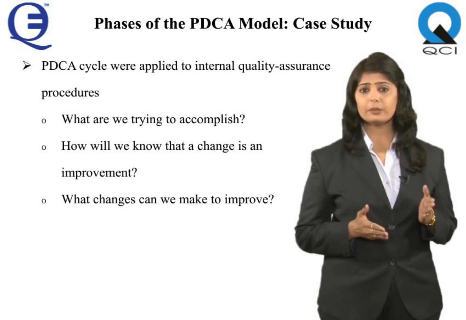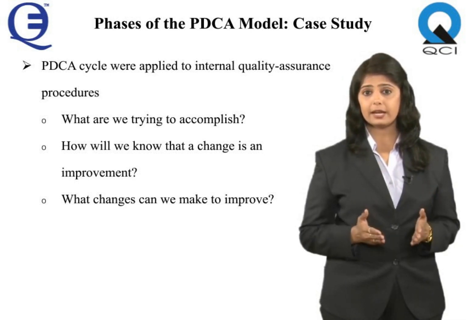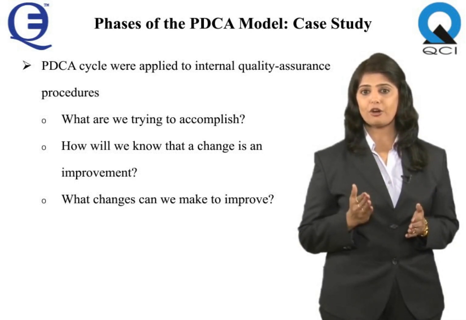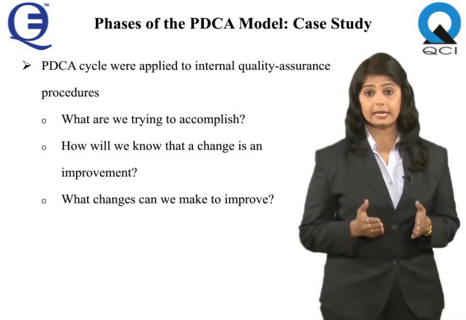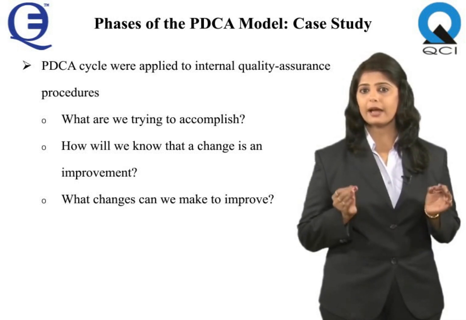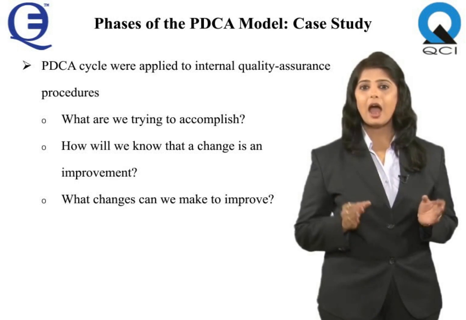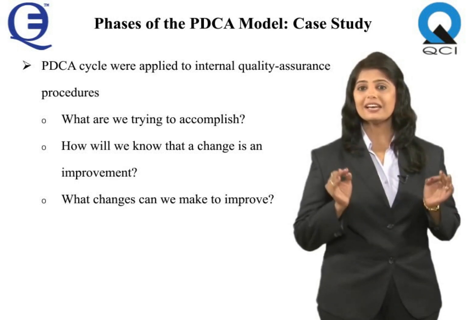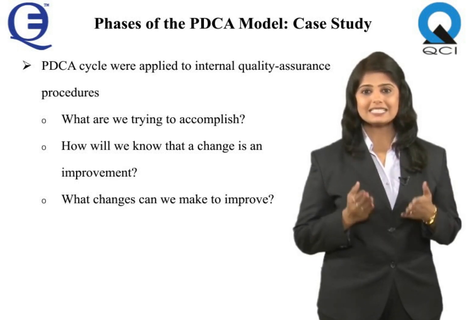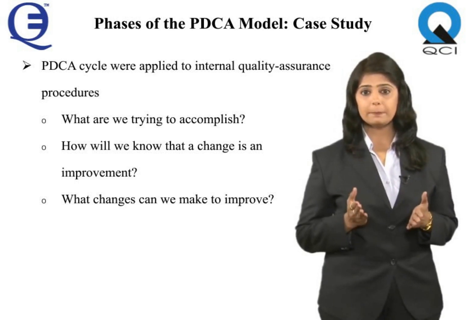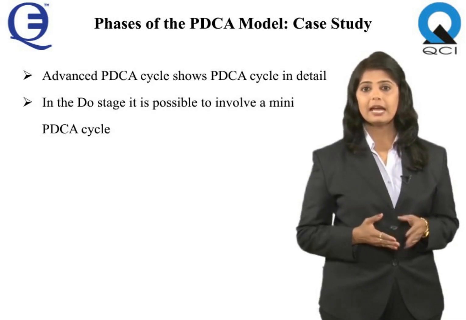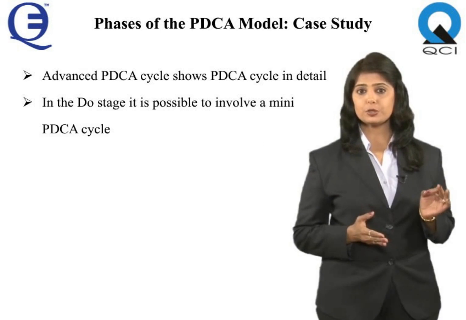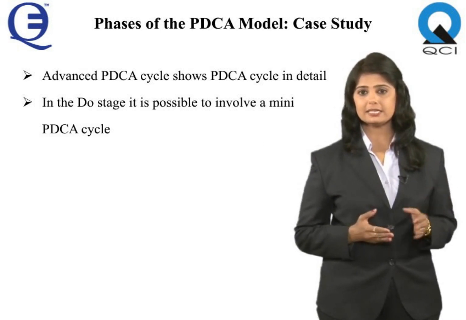The aspects of the PDCA cycle were applied to internal quality assurance procedures. A. What are we trying to accomplish? B. How will we know that a change is an improvement? C. What changes can we make to improve? Advanced PDCA cycle shows PDCA cycle in detail.